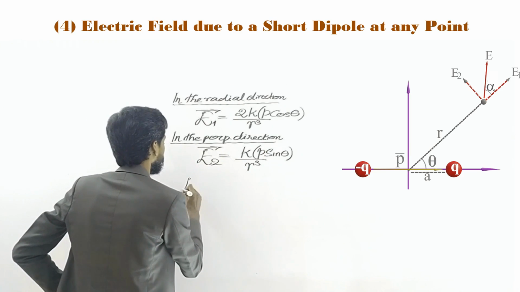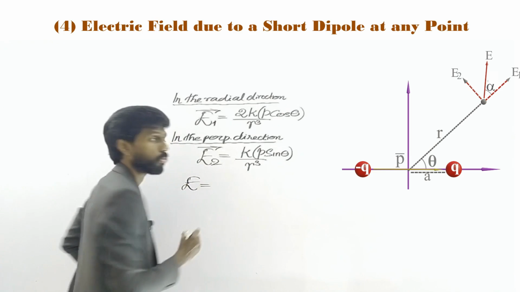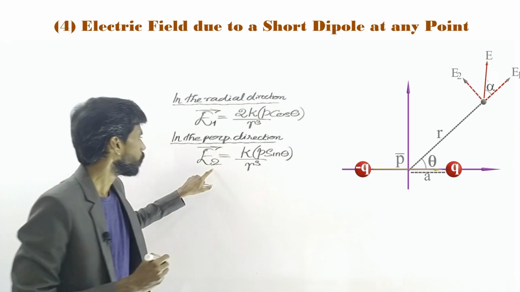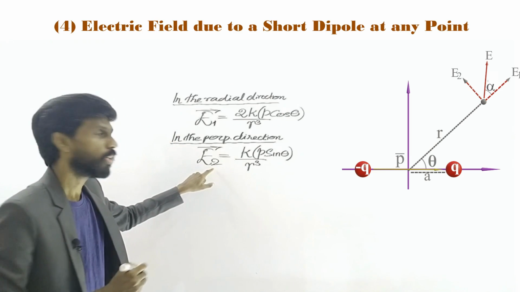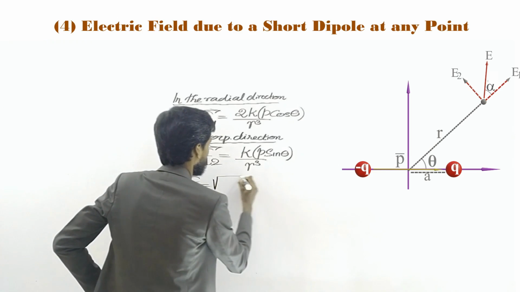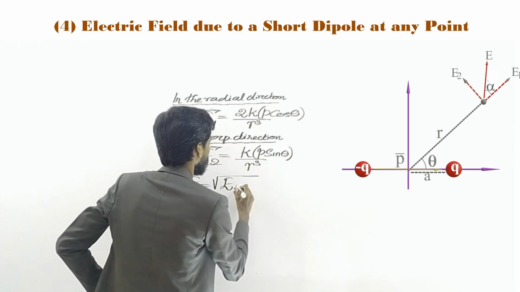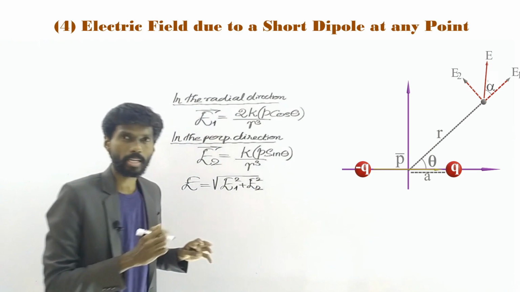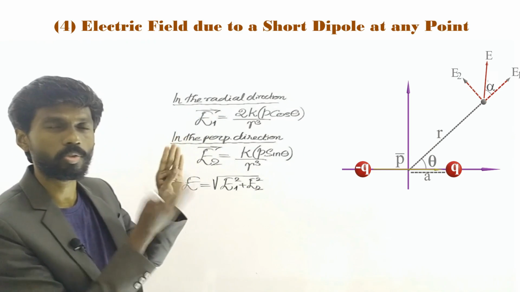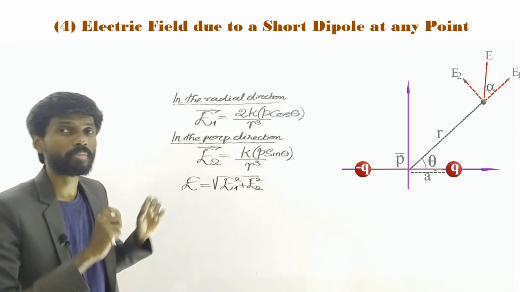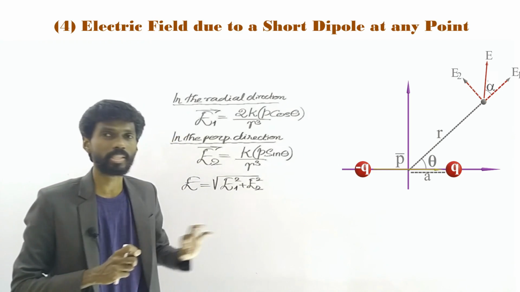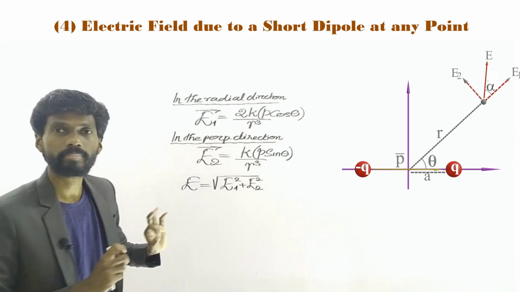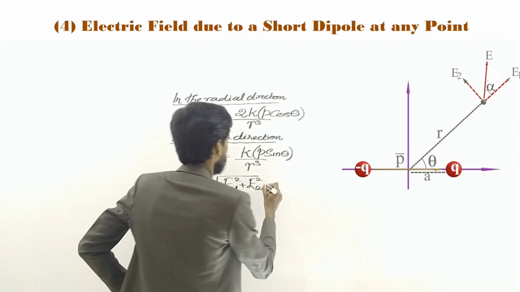So that is E. The required magnitude is of E1 vector plus E2 vector. Because these two vectors are mutually perpendicular, the magnitude is the square root of E1 square plus E2 square. That's how we take the magnitude. So this square plus this square. That's it. Let us simplify this.